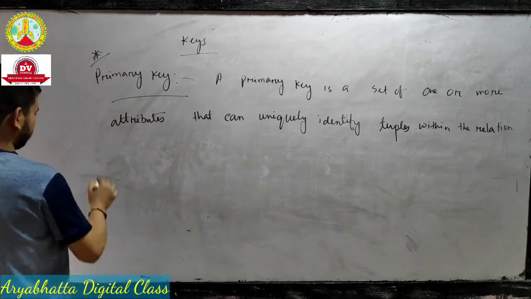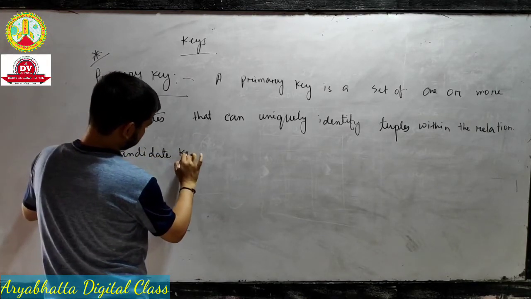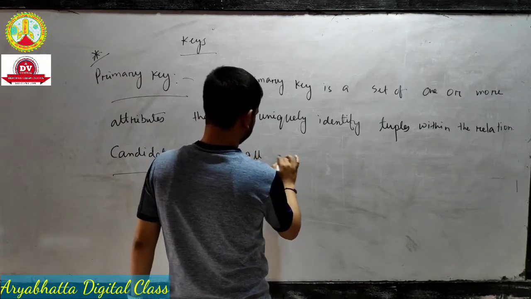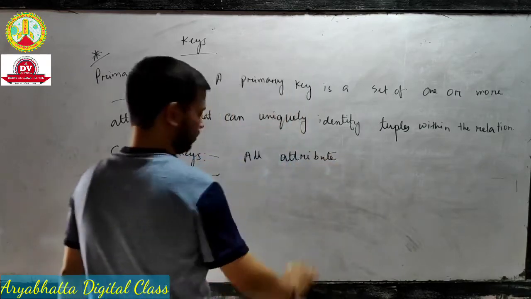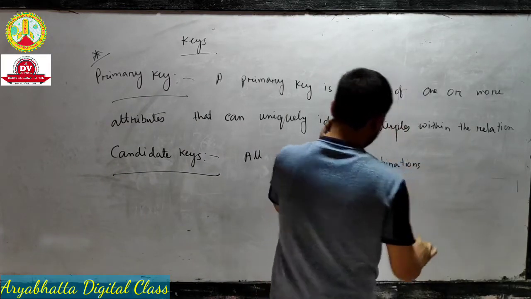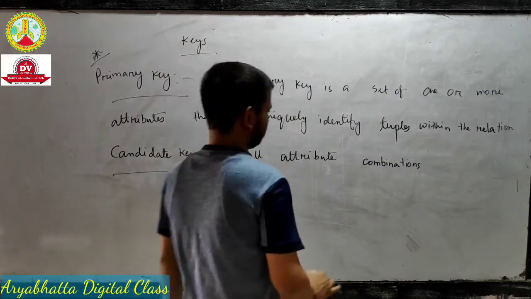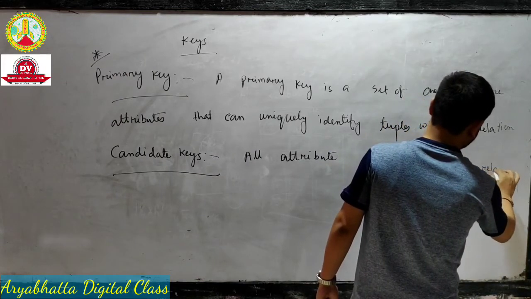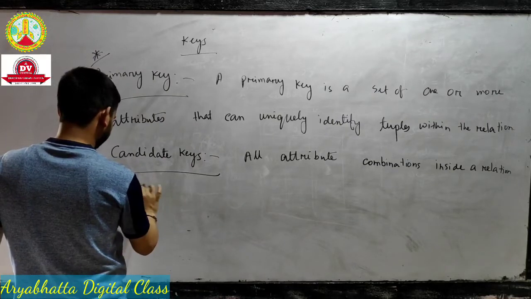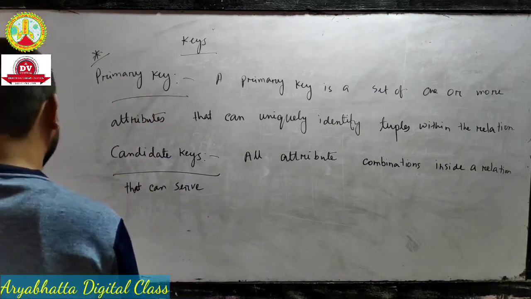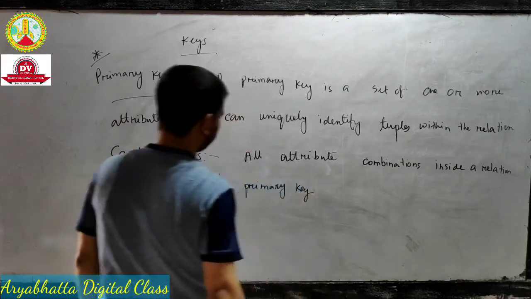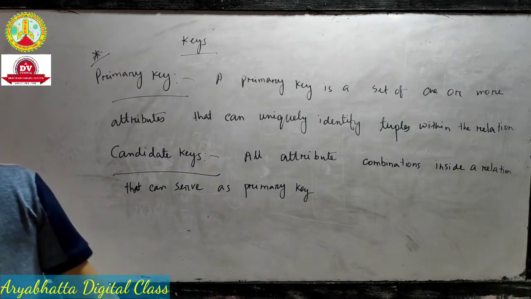Next is the candidate key. Candidate keys: all attribute combinations inside the relation that can serve as primary key are candidate keys.